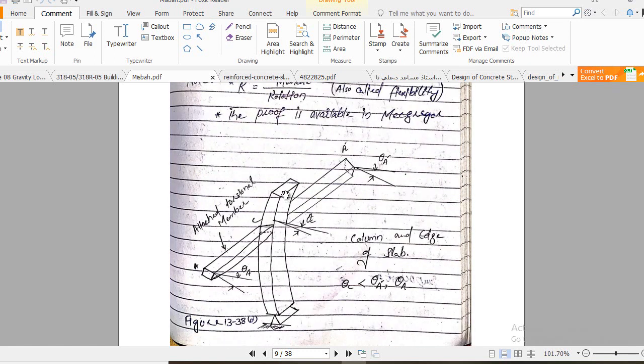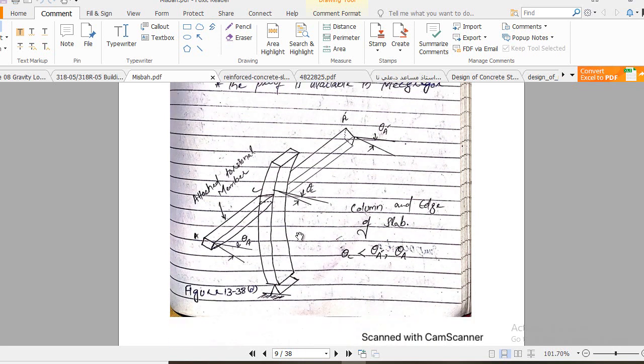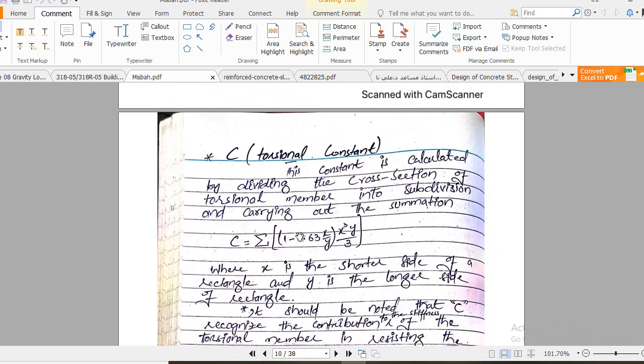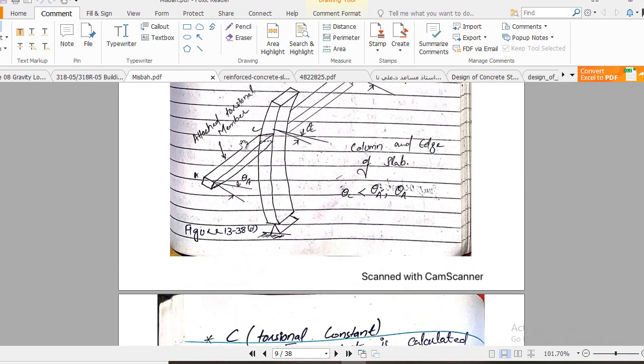You see that the column bends, the torsional member bends in this direction. Here you see the twisting. This twisting is smaller as compared to this twist, and due to this kind of effect basically we use this KEC, that is the equivalent stiffness. Clear? Now see, this is a very important term, torsional constant.